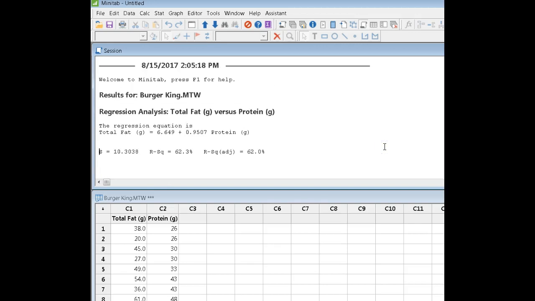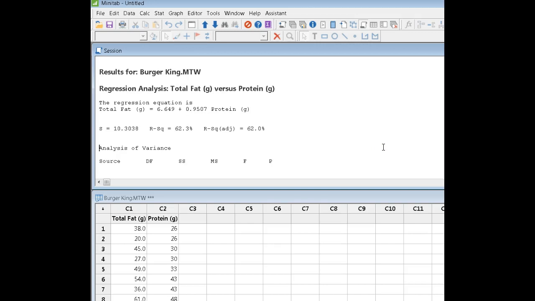Now, a big piece of doing regression analysis is to check the residuals, and I'm going to do a separate video for that.